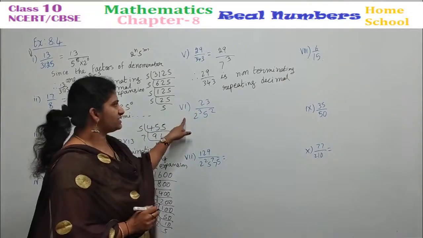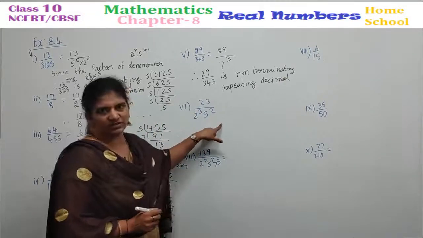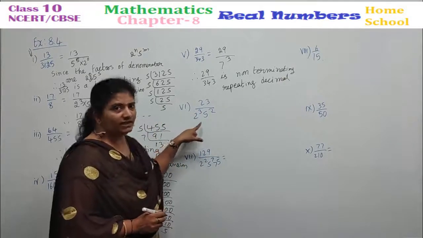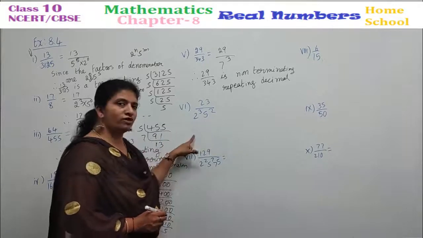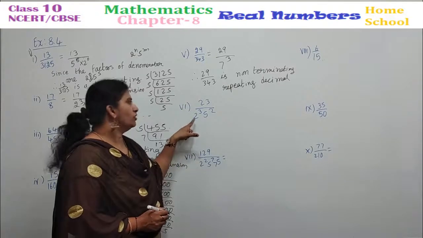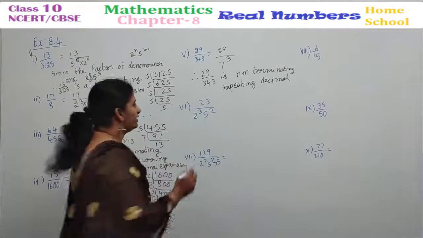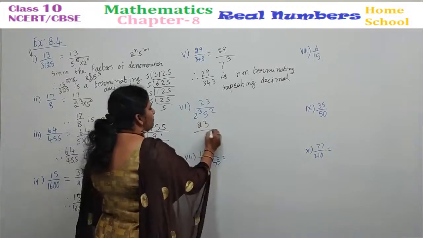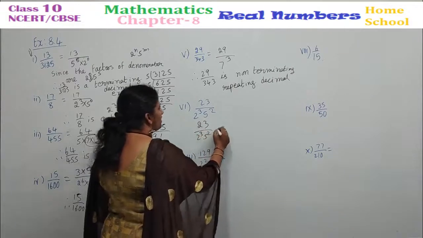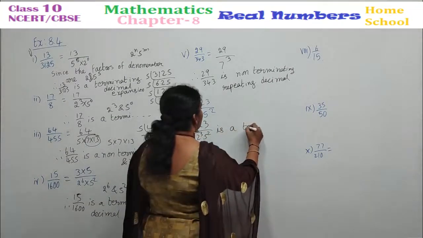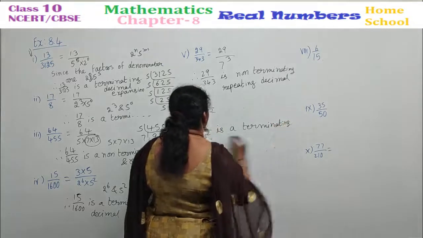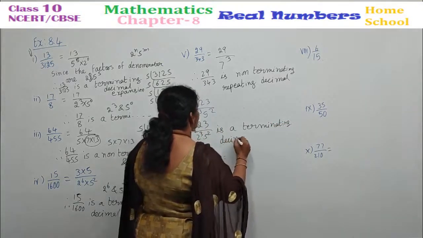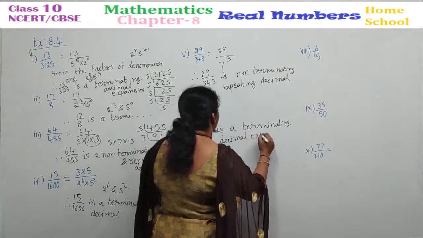Next, see the sixth one, 23 by 2 cube 5 square. Directly you can see that the denominator q is in the form of 2 power n and 5 power m. Therefore, the factors of the denominator are 2 power 3 and 5 power 2. Therefore, 23 by 2 cube into 5 square is a terminating decimal expansion.